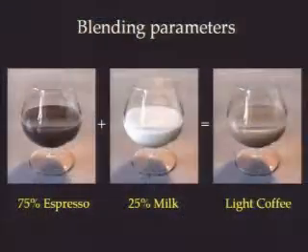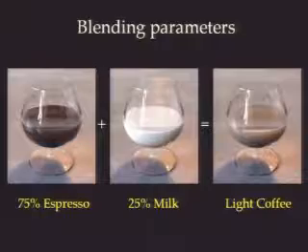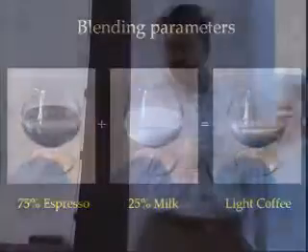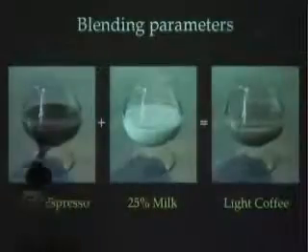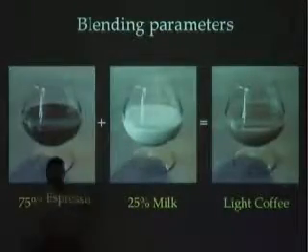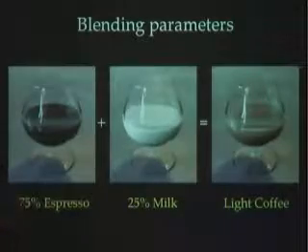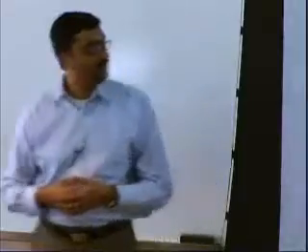And finally, since you have the parameters, you can play games, like you can add 75% espresso and 25% milk to make it light brown coffee, right? So the idea is to not blend the images, but to actually blend the parameters. That is the physically correct thing to do. So you're mixing the media, right?